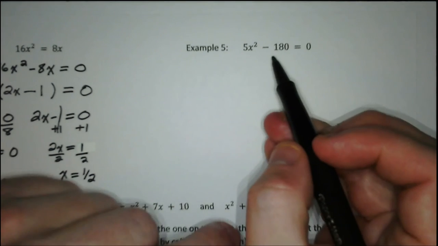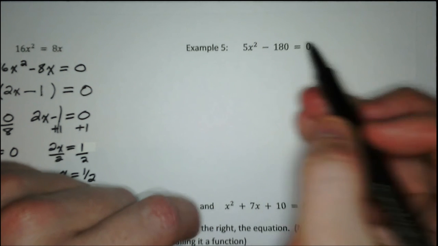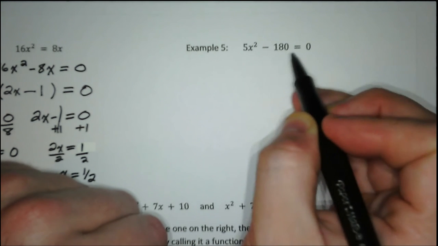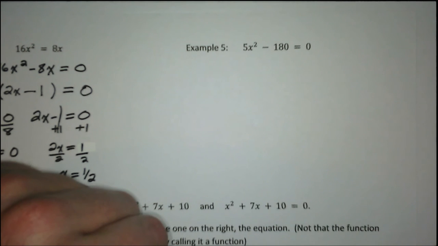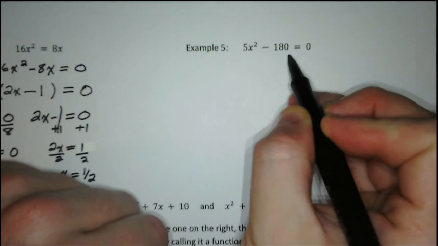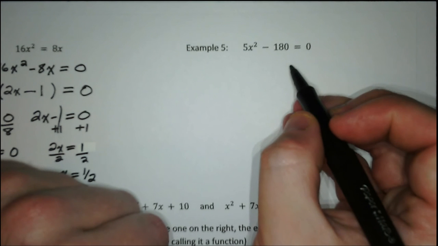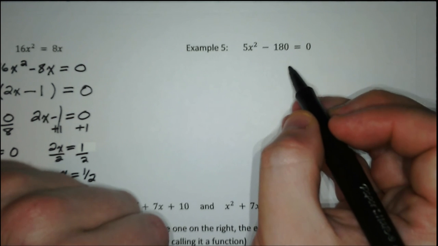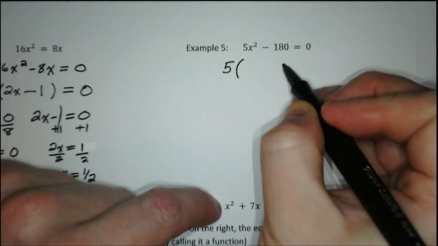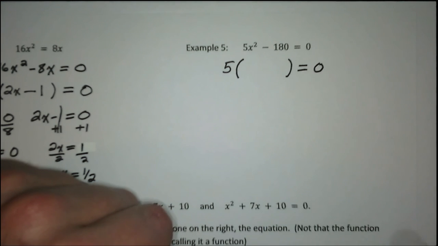All right, so what do we have here? 5x squared minus 180 equals 0. Well, can we just get x by itself? I'm not going to go into that right now. Let's factor, okay? So is there a GCF? Yes, there is. That GCF is 5. If there's a GCF, you should factor it out.